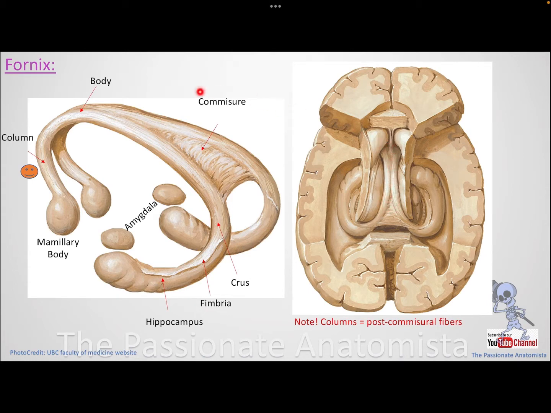And once you come down here, okay, you're gonna have something called columns, okay? So once you have the body coming here, guys, you're gonna find a guy. That guy is called anterior commissure. So the anterior commissure is sitting down here. That will make you split your information into pre and post commissural fibers. The pre-commissural fibers will take information to different brain regions. And the post-commissural fibers is what's gonna form the column of the fornix, and it's gonna take you all the way to the mammillary bodies.